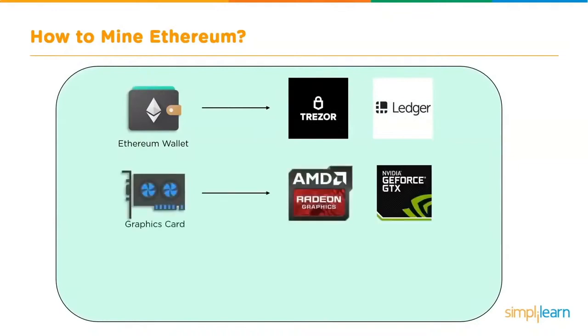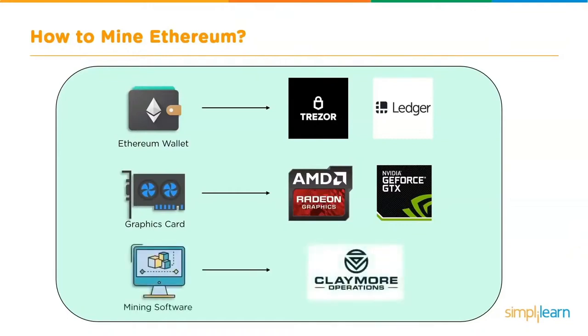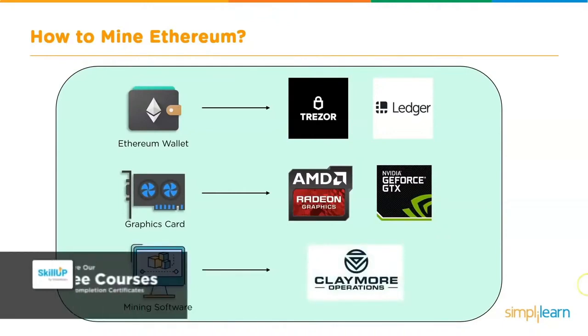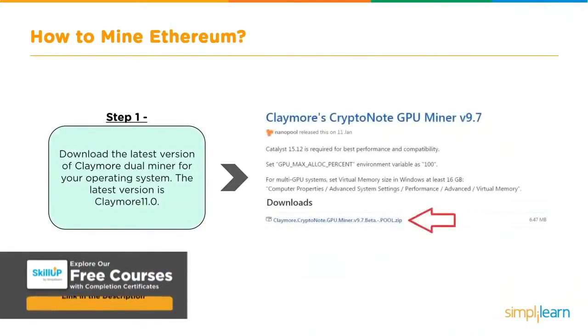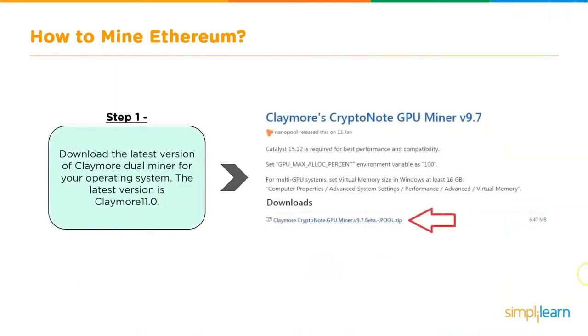Installing GPU drivers or graphics card: after creating your digital wallet, you need to update all the hardware drivers in your system. You can use two types of graphics card. They are AMD graphics card and NVIDIA graphics card. Claymore is considered the best software for mining Ethereum on GPU drivers. Now, we need to follow a few steps to get started with mining.